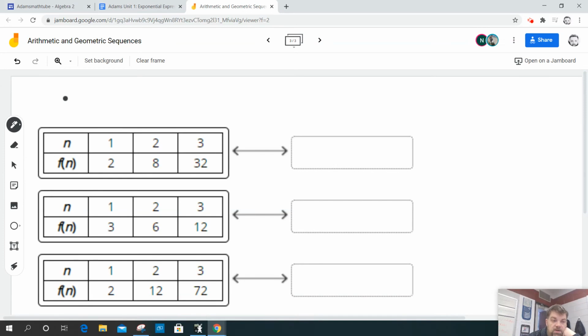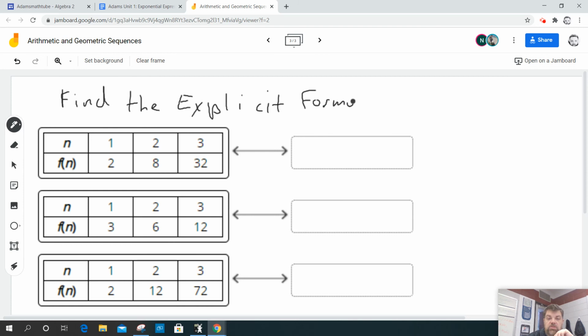So in this particular one, we're asked to find the explicit formula. Now, explicit means that it's an actual formula, an equation that when you calculate the number, you get the corresponding value. It's almost like X and Y, right? We have recursive notation, which is like the previous number plus something, if it's arithmetic.